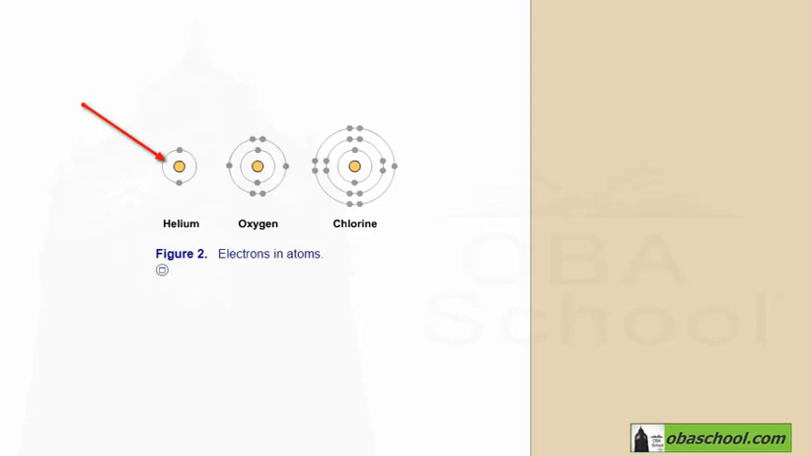Next, examining oxygen, it has 8 total electrons. Then the first 2 electrons are placed in the first energy level, which is the maximum that this level can contain, and the remaining 6 are placed in the second energy level, which can hold up to 8 electrons.